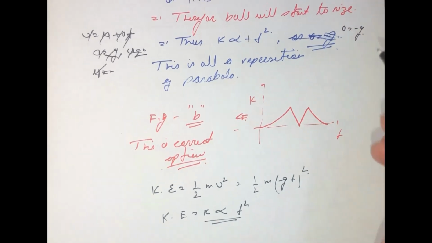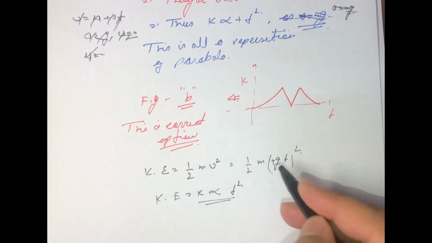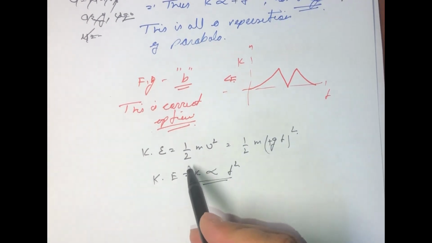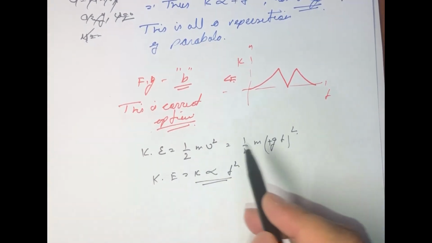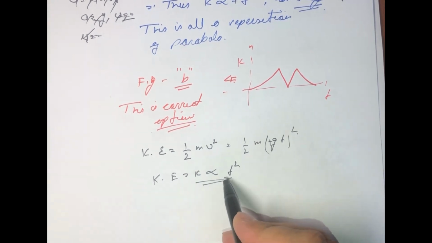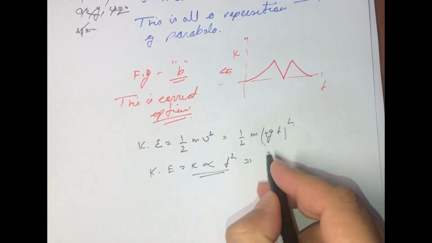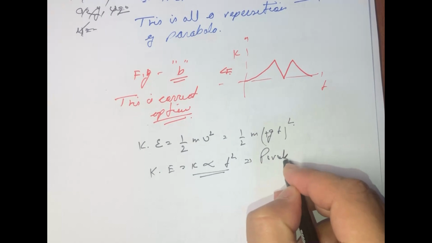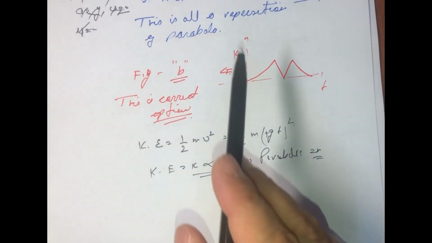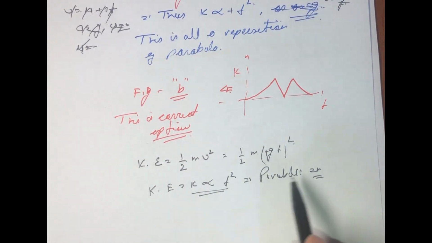There was a mistake on my part. So you can say the kinetic energy for the second portion will also be equal to half mv squared, and here velocity is once again equal to gt. So kinetic energy is directly proportional to t squared, which is also a parabolic equation. I made a mistake in explaining the second part, so please excuse me. My apologies for that.